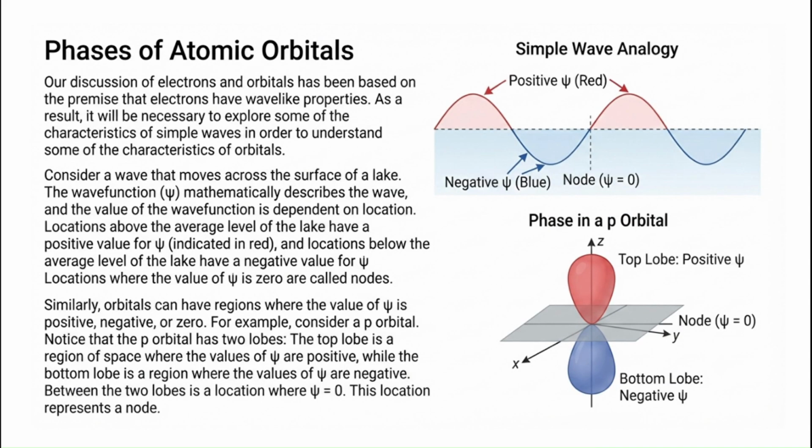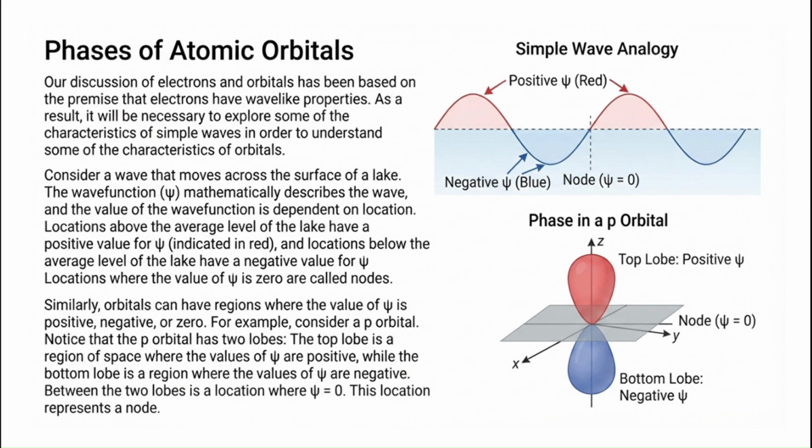Phases of atomic orbitals. Our discussion of electrons and orbitals has been based on the premise that electrons have wave-like properties. As a result, it will be necessary to explore some of the characteristics of simple waves in order to understand some of the characteristics of orbitals. Consider a wave that moves across the surface of a lake. The wave function, psi, mathematically describes the wave, and the value of the wave function is dependent on location. Locations above the average level of the lake have a positive value for psi, indicated in red, and locations below the average level of the lake have a negative value for psi, indicated in blue. Locations where the value of psi is 0 are called nodes.